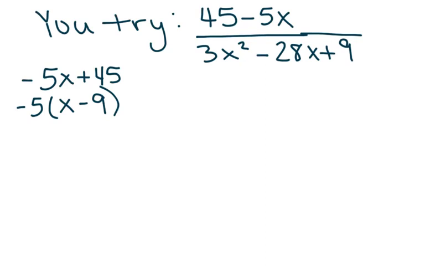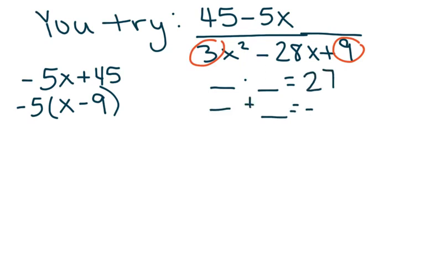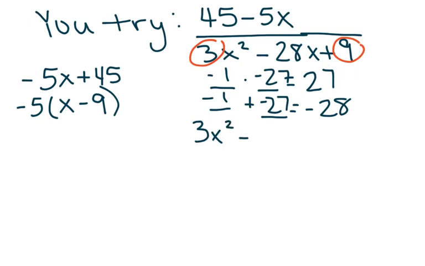Okay, and then the bottom is when you have to multiply the a and c terms. So here's my a, here's my c. I need two numbers that multiply to give me 3 times 9, which is 27. But they have to add to give me that -28, that middle number. So sometimes that's hard for people, but it's -1 and -27. I use those two numbers to rewrite the middle and put an x beside them. I group them, and I pull out GCFs.